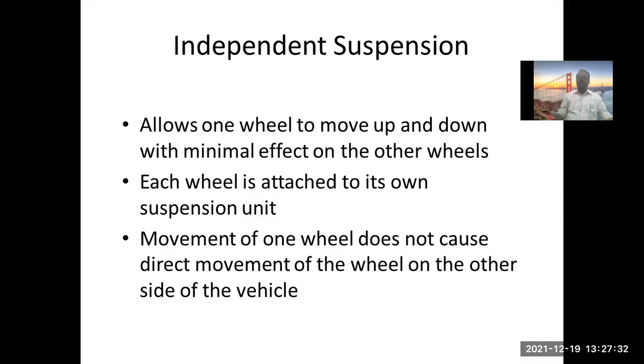Another classification of suspension is the conventional suspension and the independent suspension.